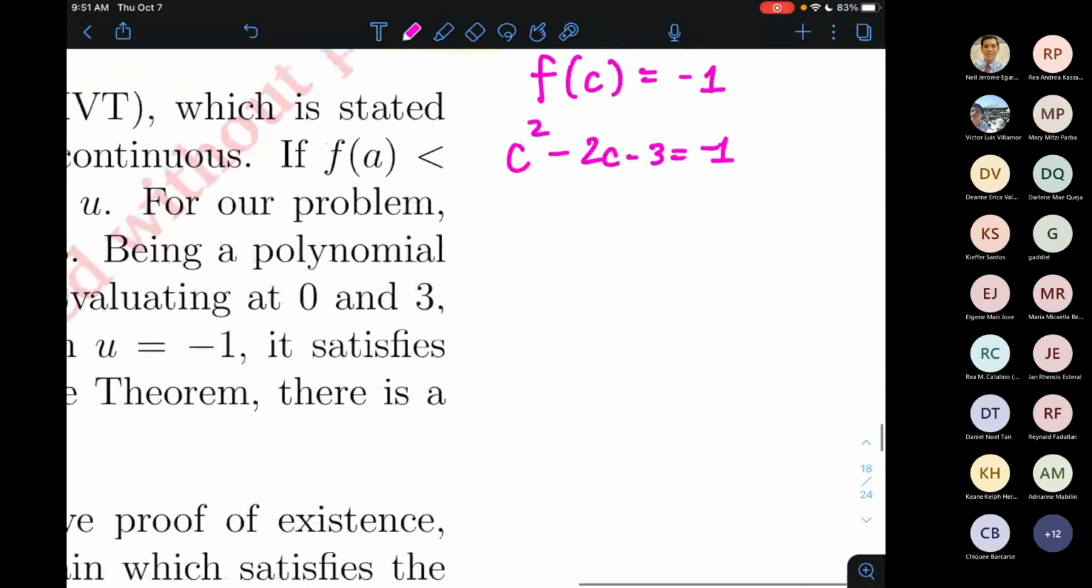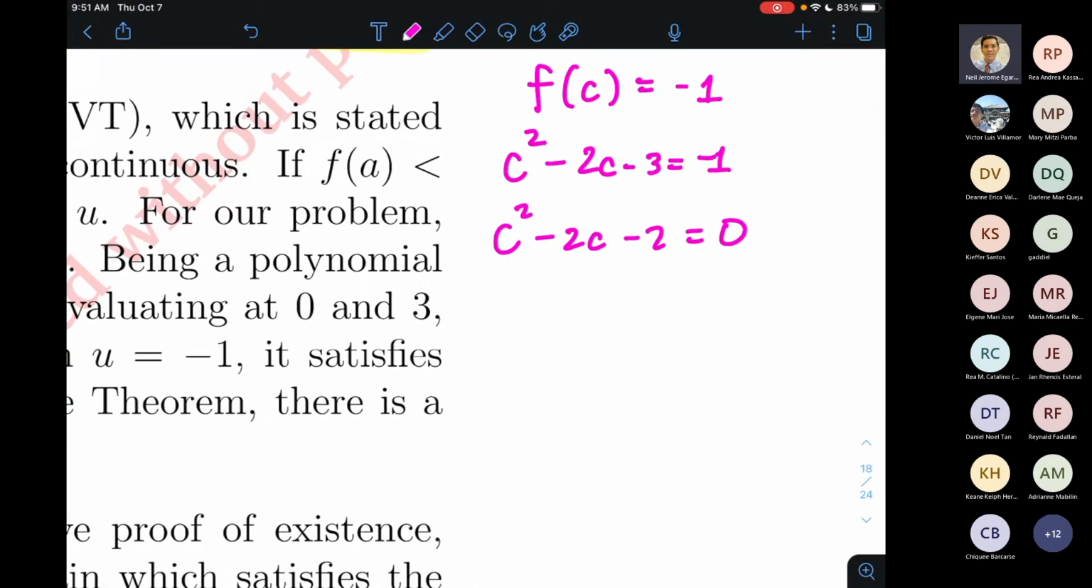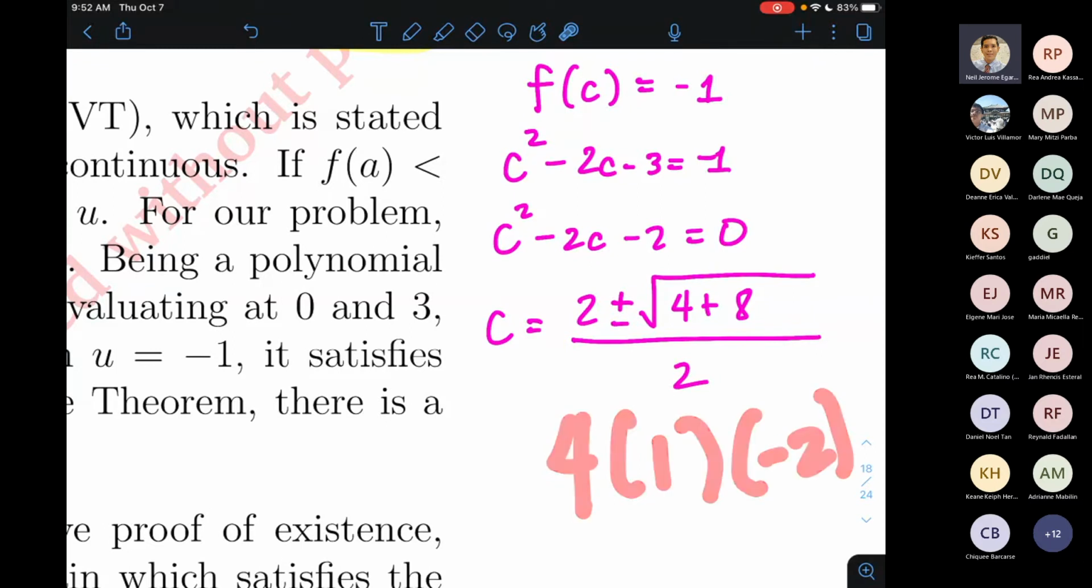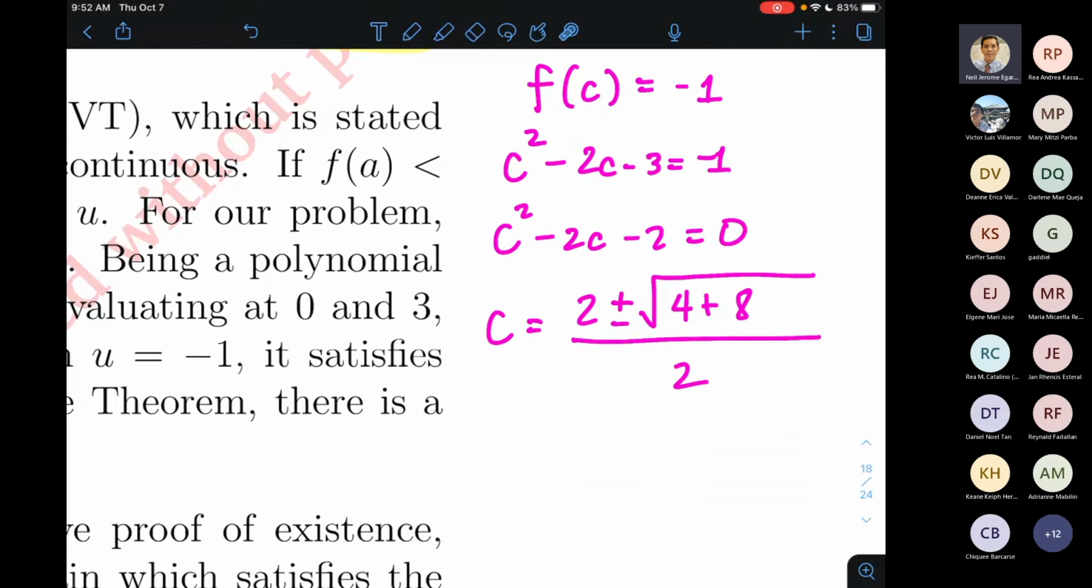All right? And then pwede ko siyang isulat na c squared minus 2c minus 2 equals 0. Tama bang algebra ko? Maaga pa, so baka meron akong algebraic error. Sana tama. Factorable ba to? Mukhang hindi siya factorable, so quadratic formula ko. C equals -b plus or minus square root of b squared minus 4ac all over 2a. Tama ba? So I think this is right.